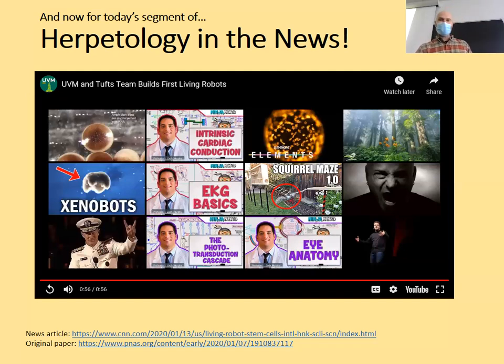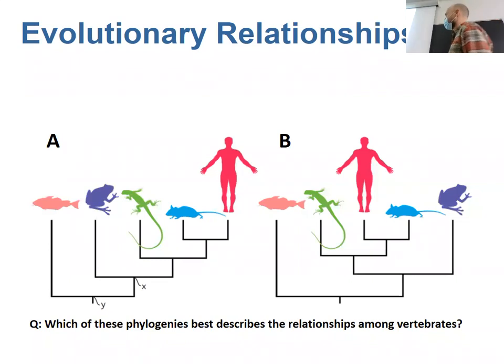Evolutionary relationships. So this was from last week. Probably looks familiar. I asked you about it at the beginning and end of class. Many more of you got this answer correct at the end of class than at the beginning. The correct answer is that they're both equally correct. Both of these phylogenies are exactly the same. And what probably tripped you up was the fact that they're in a different order.